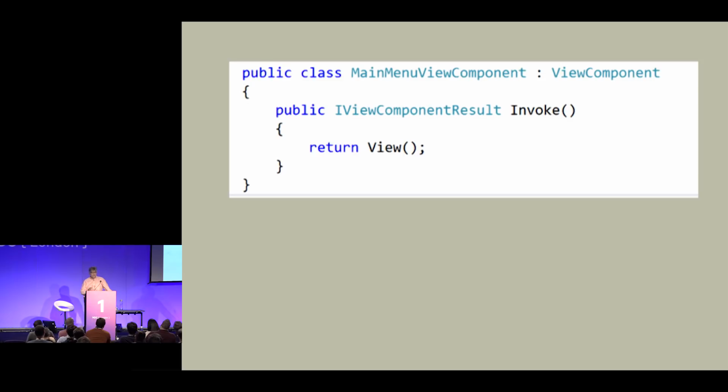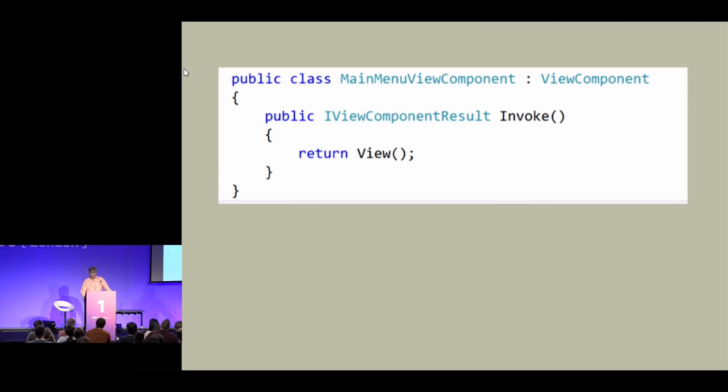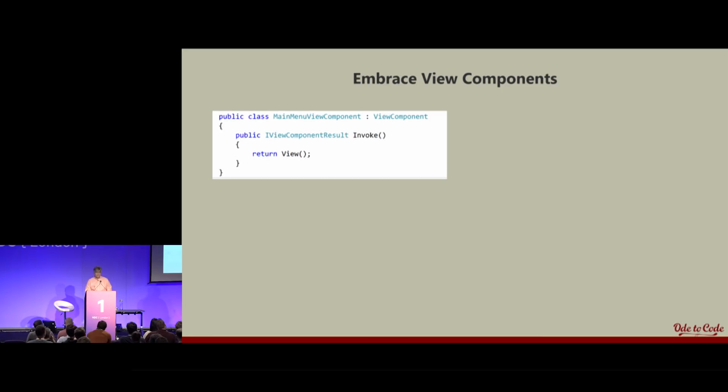There were conditions where you could get into infinite loops. It was very easy to do that. View components fix most of those problems. So I can create a view component derived from the view component-based class. I implement a method called invoke, or invoke async if you have to go async. And then that view component gets associated with a view, with a CS.HTML file.